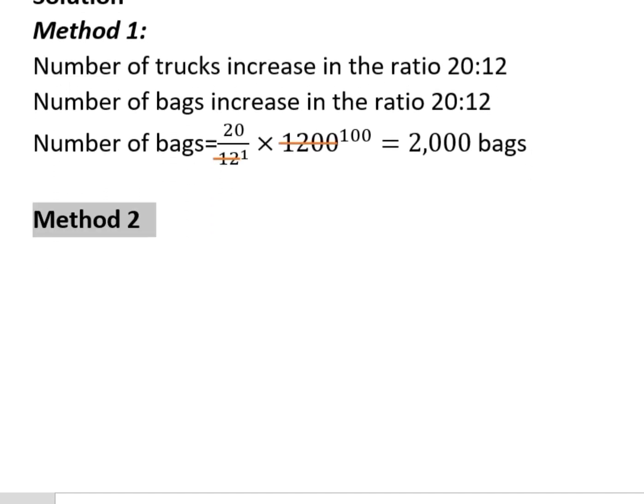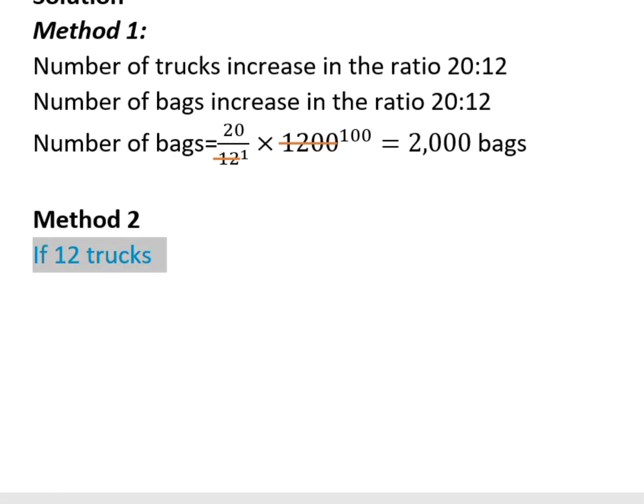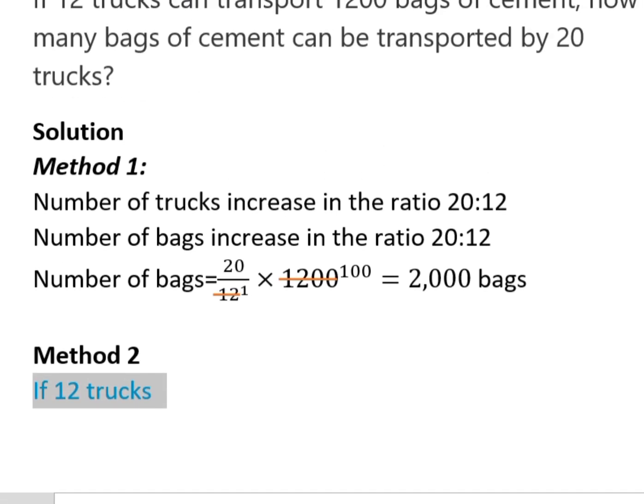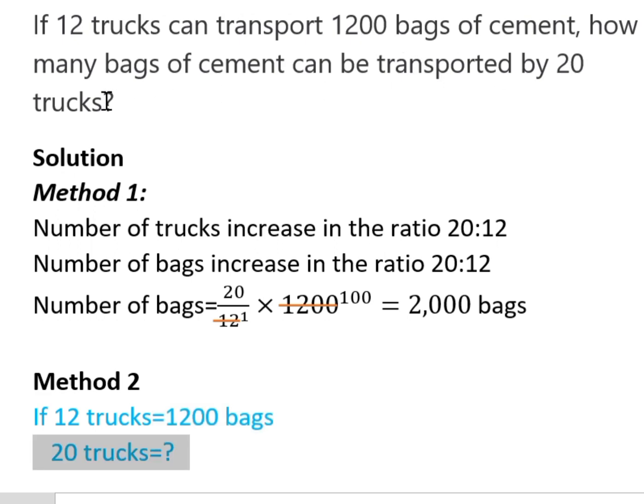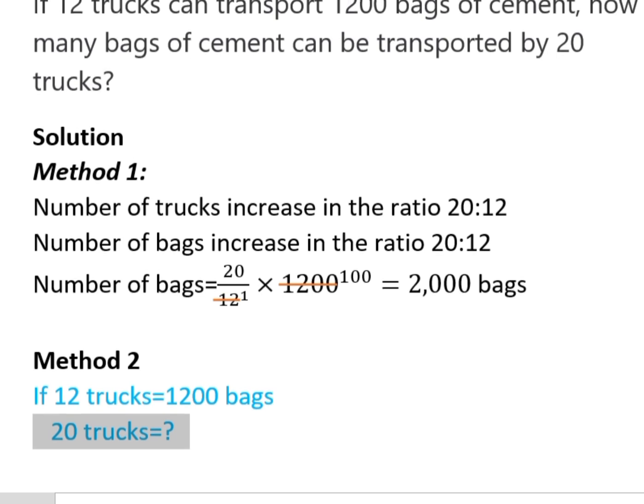There's another second method which requires a bit of reasoning. So in this case, we shall say if 12 trucks can transport 1200 bags, meaning if 12 trucks is equal to 1200 bags, then 20 trucks will be equal to what? We know very well that if we increase the number of trucks, we shall increase the number of bags.